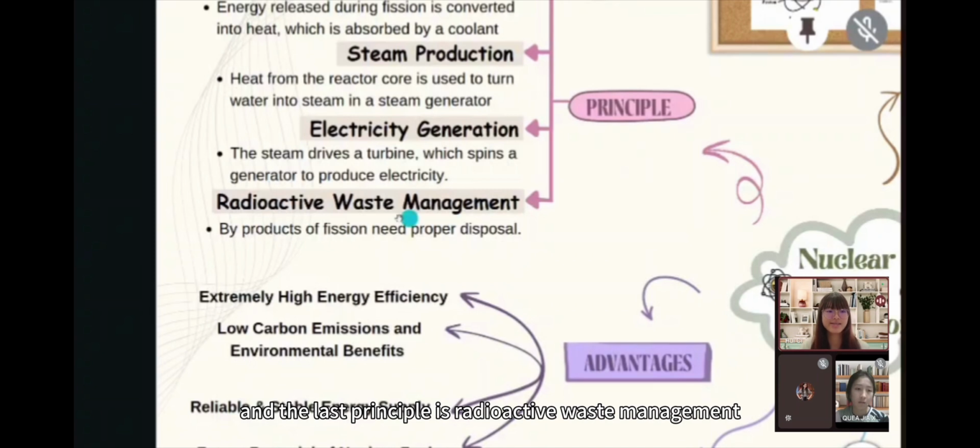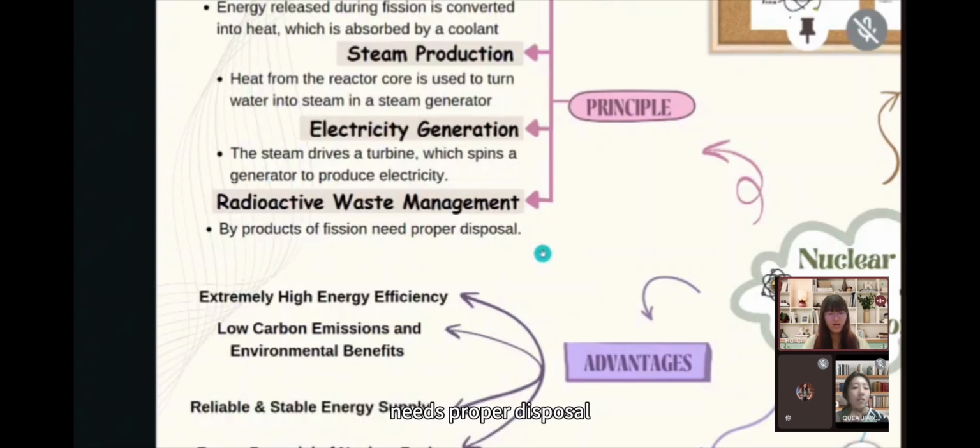And the last principle is radioactive waste management. Nuclear fission produces radioactive byproducts that need proper disposal. It helps to safely handle and store the nuclear waste.